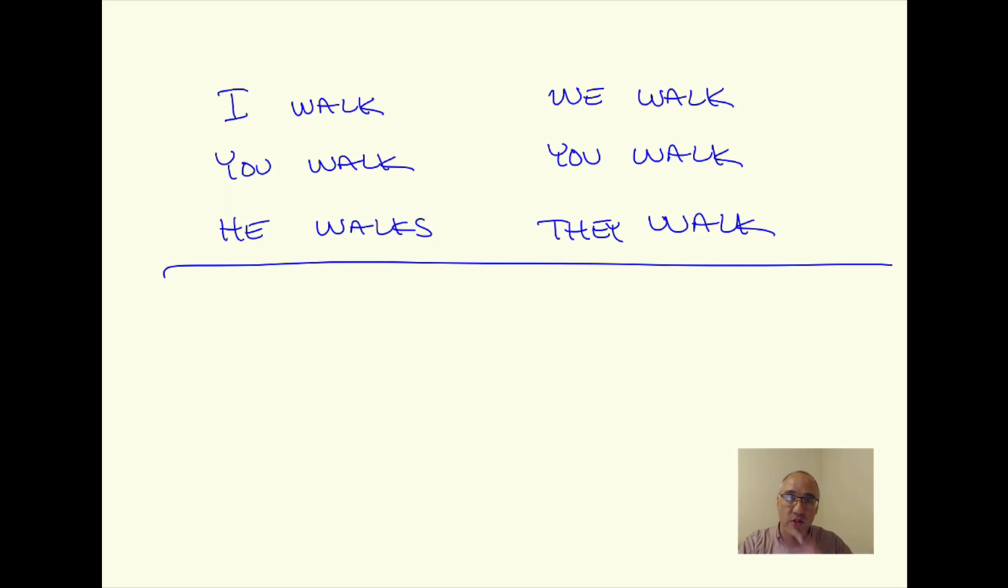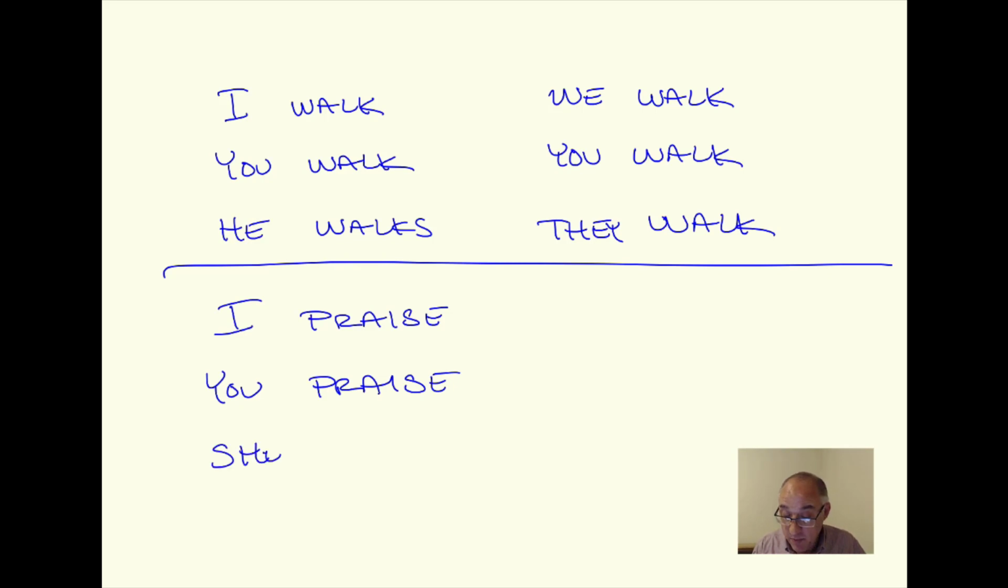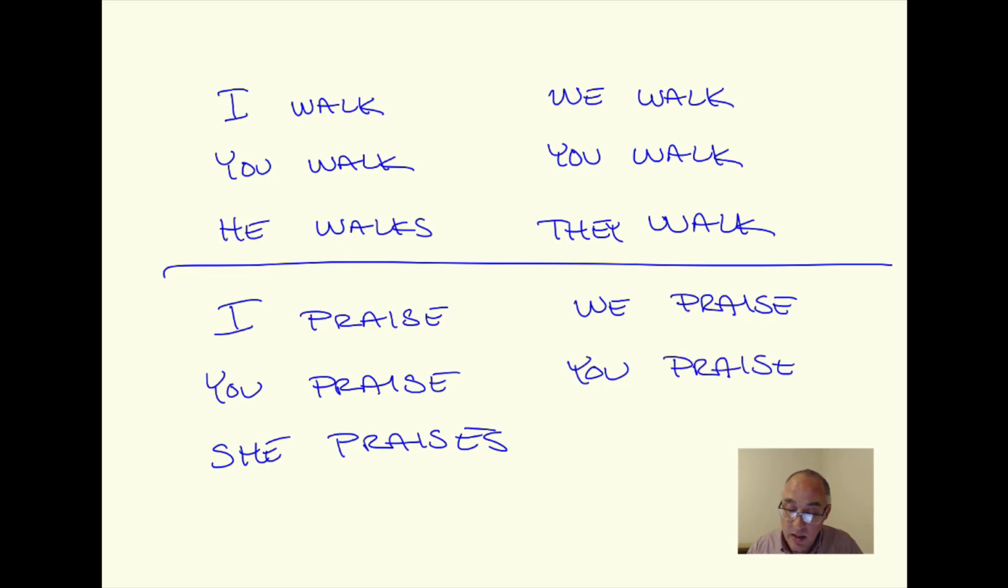Conjugate means to join it together with its subject, with the pronoun there, or the noun if we have it, and make a verb. Let's use another one. Let's use praise. I praise. You praise. She praises. We praise. You praise. And they praise. You have just conjugated an English verb.